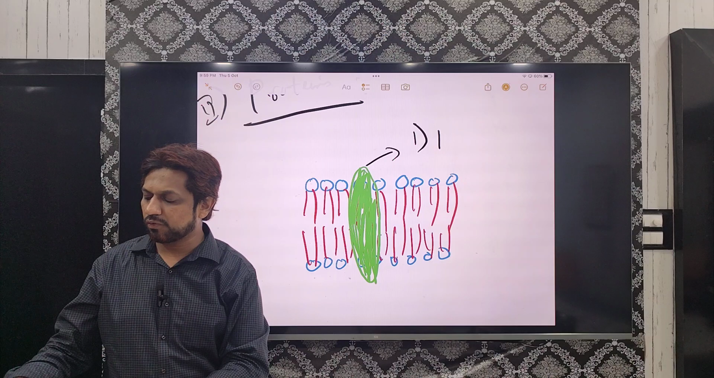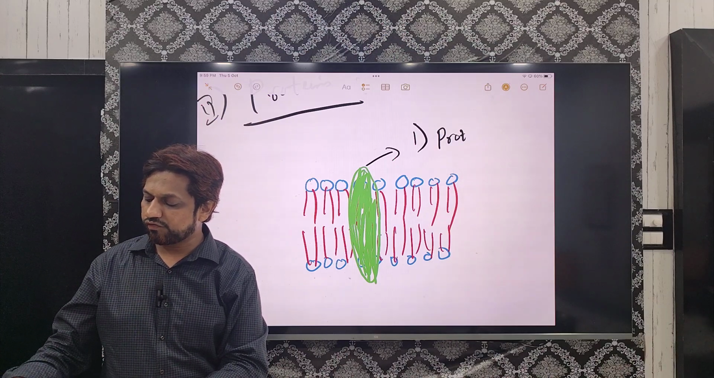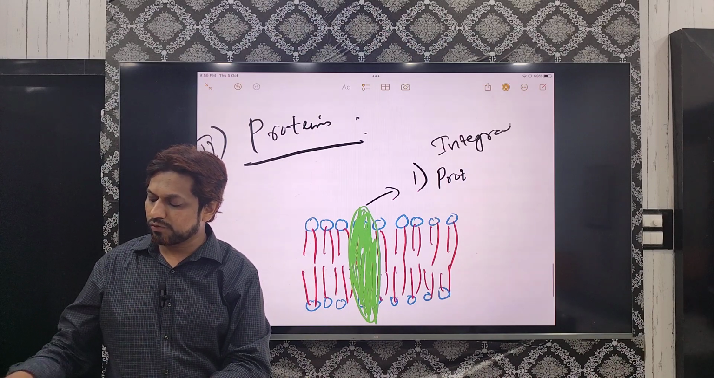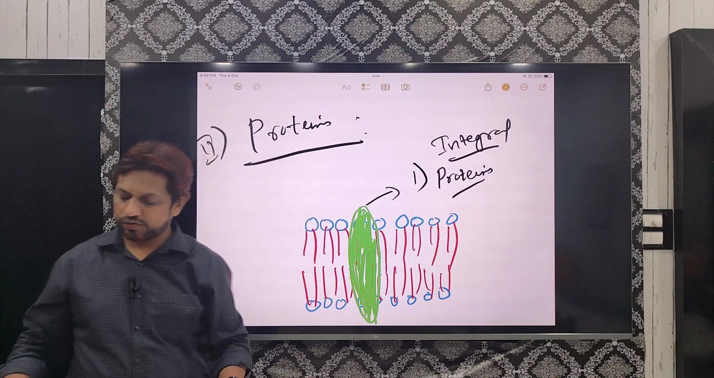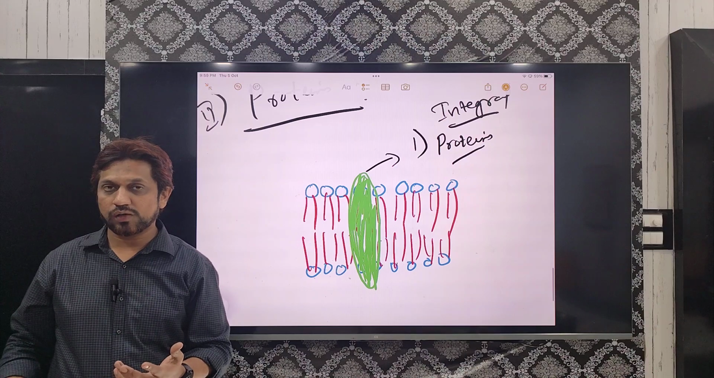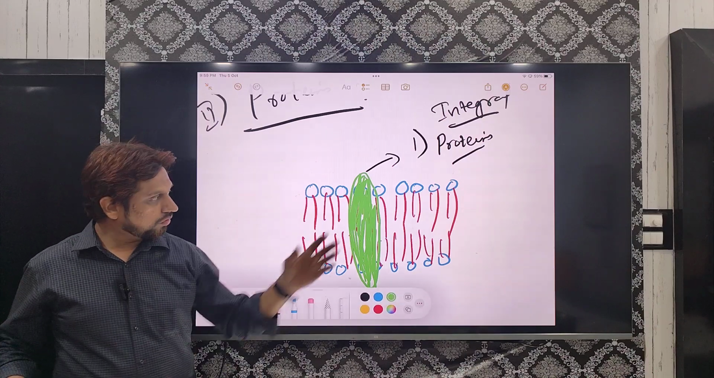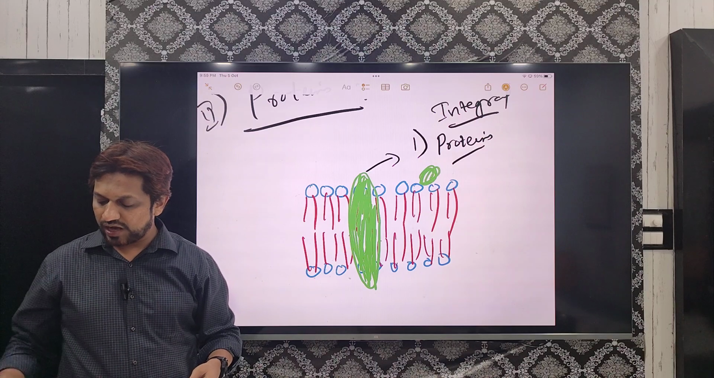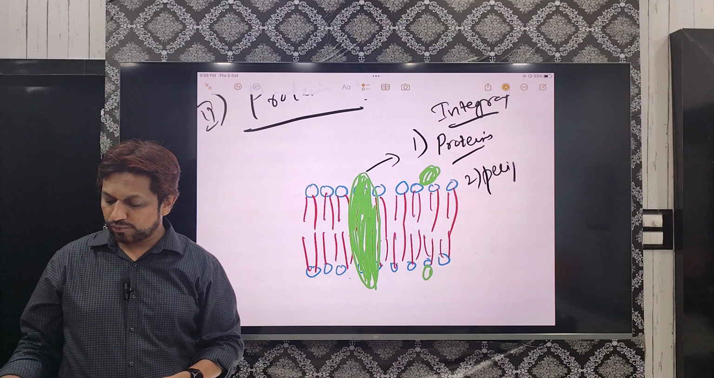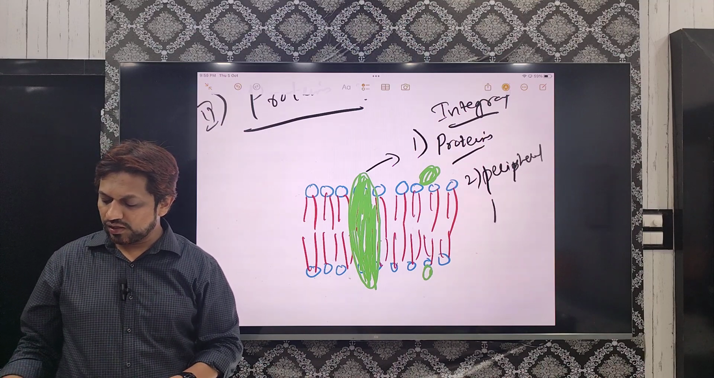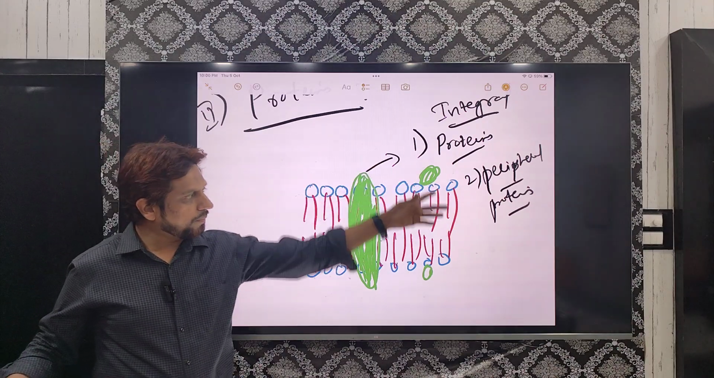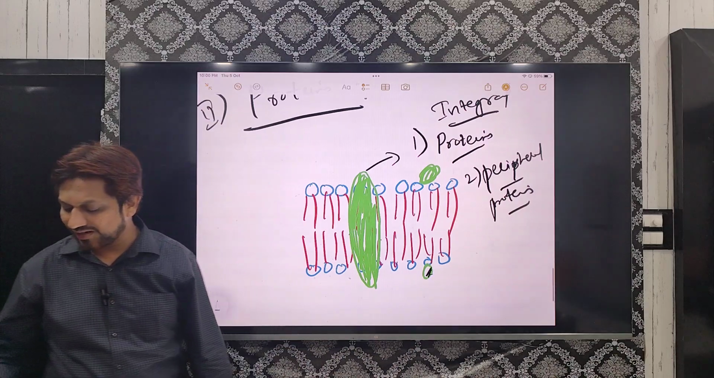So two types of protein molecules will be there. First is integral proteins, which pass throughout the membrane. Now, what are the functions of these integral proteins? However, there is one more type of protein, which will be present either outside or inside. This type of protein is known as peripheral proteins. So protein molecules in the cell membrane can be present as integral proteins or peripheral proteins, outside or inside, loosely attached.